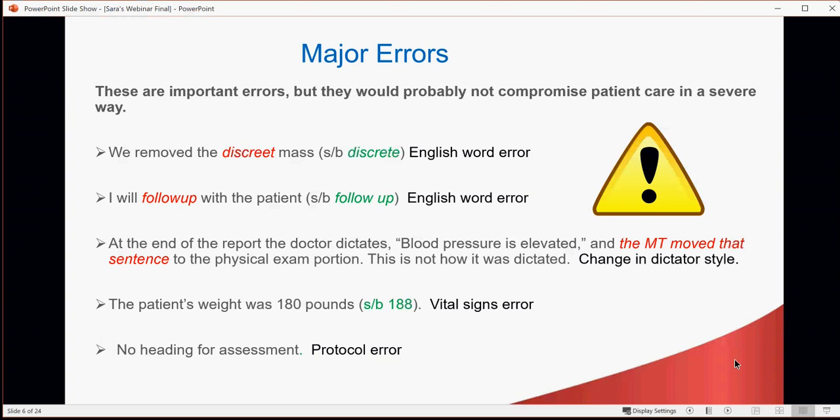Discrete, ending in ETE, means distinct and or unconnected. For example, we removed the discrete mass. That makes sense. The mass was unconnected or distinct.